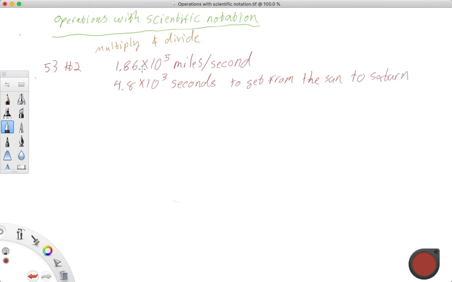Okay, so 1.86 times 10 to the 5th miles per second. That's how fast light travels. And it takes light 4.8 times 10 to the 3rd seconds to get from the sun to Saturn. And so we want to know about how far is Saturn from the sun. And we're actually going to use distance equals velocity times time.